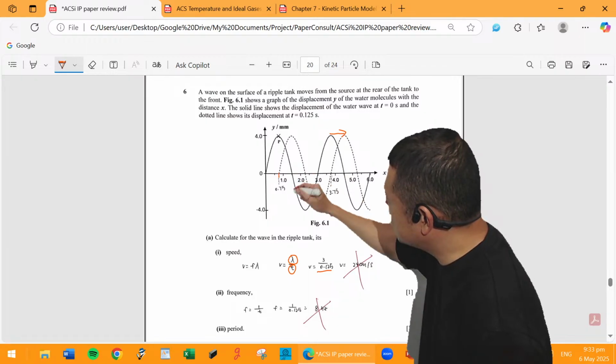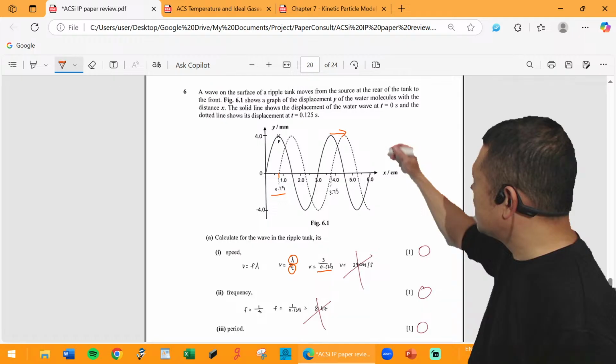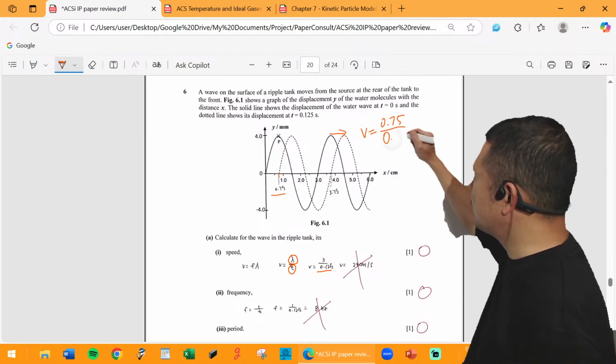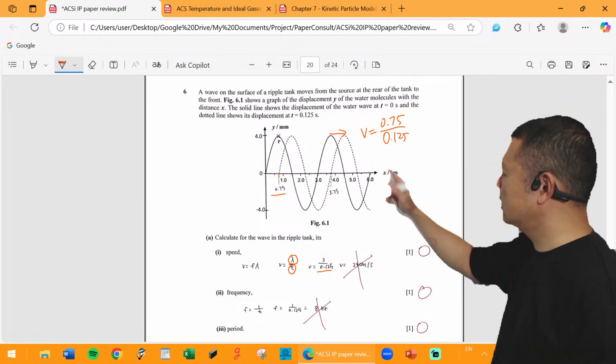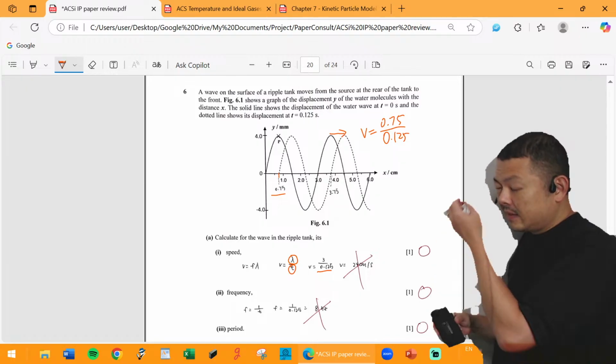Is it this 0.75? So the speed is equal to 0.75 divided by 0.125. You understand?